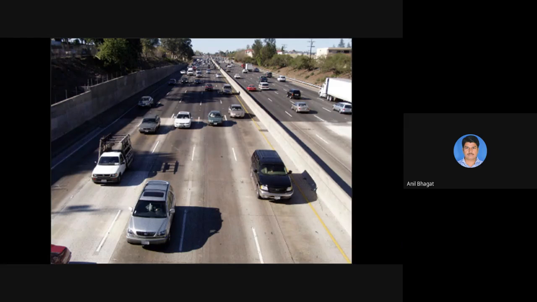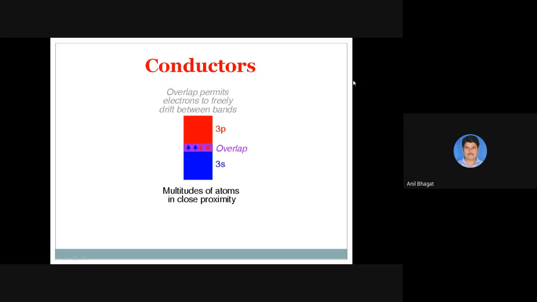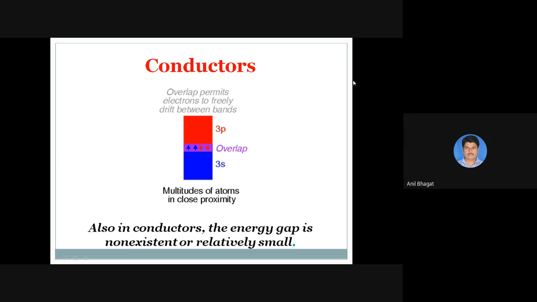So this is the actual conductor. There are a number of electrons in the conduction band. The valence band and conduction band both have a number of electrons. So in a conductor, the conduction band and the valence band overlap. That's why the free electrons are already available. There is no need to increase the availability of free electrons in the conduction band. So also in conductors, the energy gap is non-existent or relatively small.